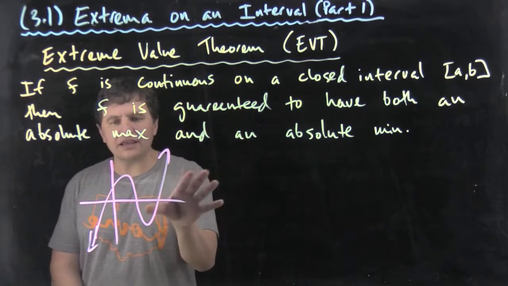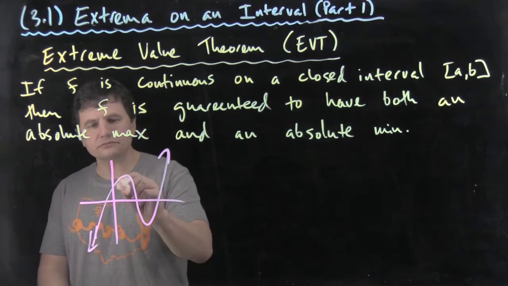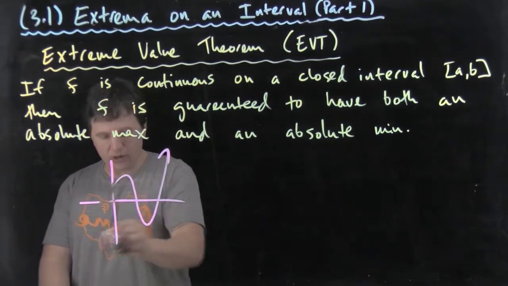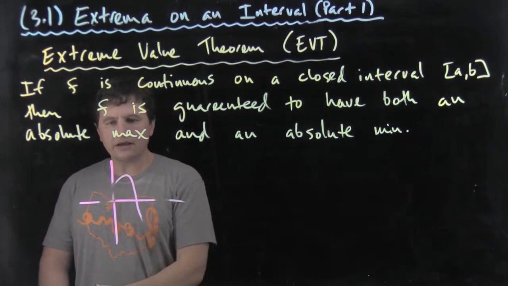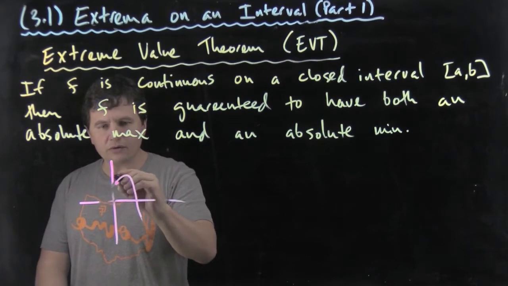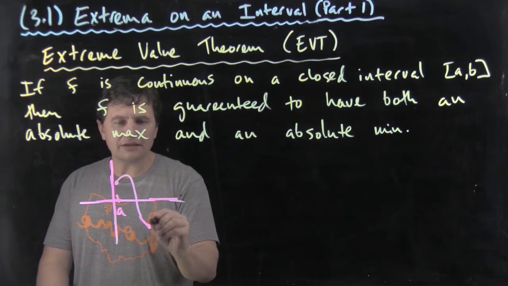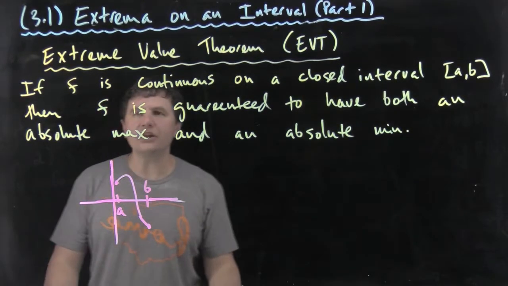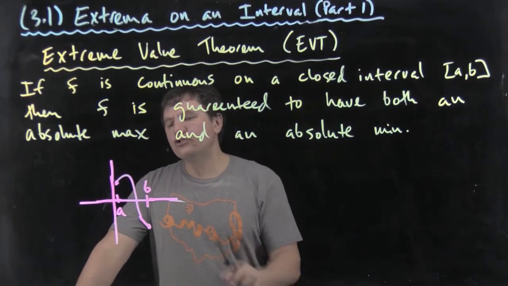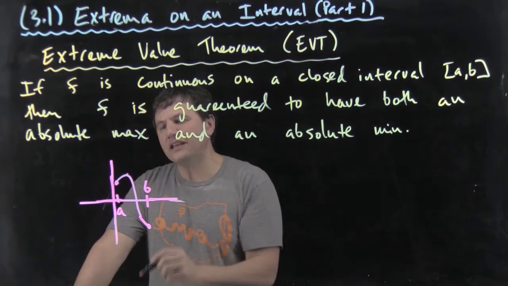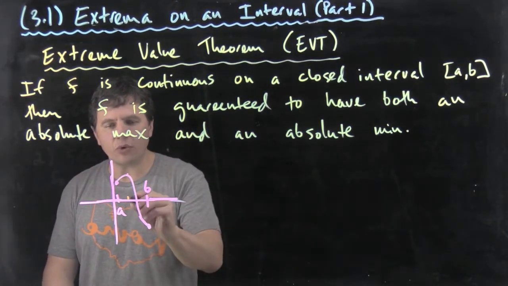Now, that's the whole domain, but if I take this and bound it on an interval, let's say I give you something that looks like this. Let's draw that again. Let's say this is A and this is B. Now, as long as that's continuous, it's guaranteed to have both an absolute max and an absolute min. So in this case, we have the absolute max here. Let's say this is occurring at, call it C. Let's give it a point here.